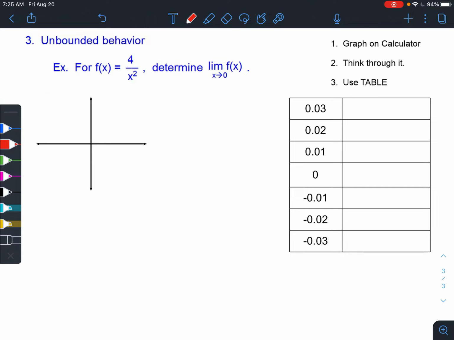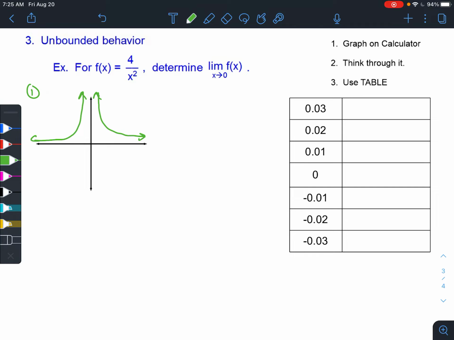Okay, now again, option 1 is graph on a calculator because, you know, a picture is worth 1,000 words, so here we go. And if we go ahead and graph this, we end up with something that looks a little bit like this. Okay, so there it is. So we can graph on the calculator.